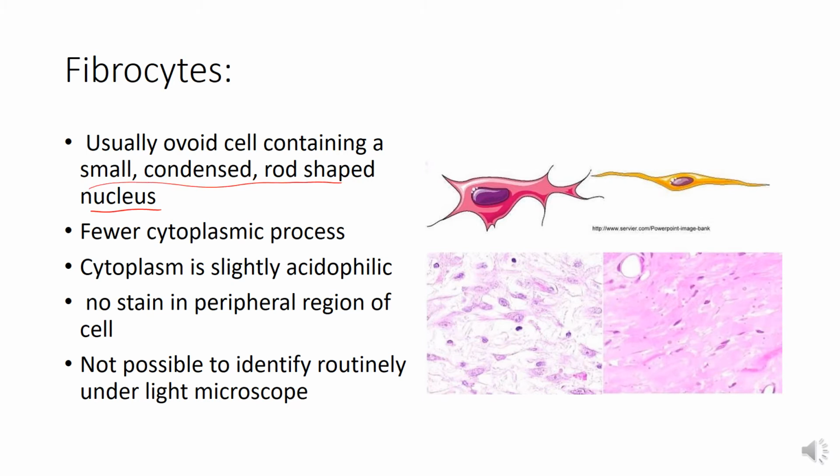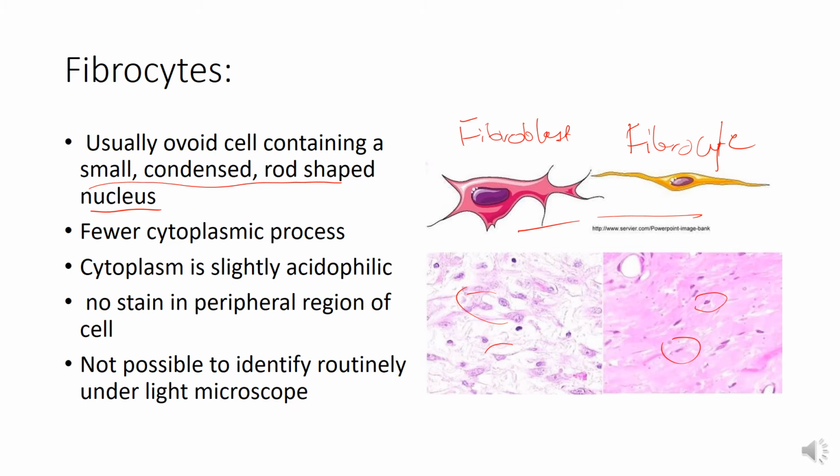So you can see here, this is the fibroblast, while this is the fibrocyte. You can compare both cells. The fibrocytes are small and condensed, having a rod shaped nucleus, and there are fewer cytoplasmic processes. Again, you can see these histological sections. These are the fibroblasts, and these are the fibrocytes, the flattened cells.